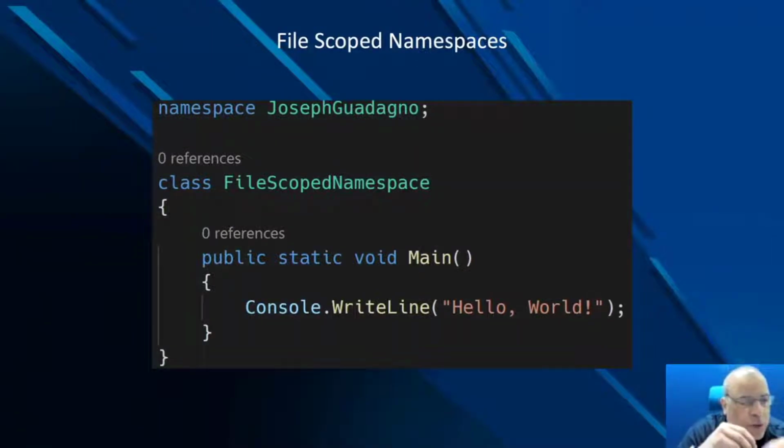If you like this approach, I also suggested a new feature in the C# language features to have classes defined at the file level too. So you can do namespace Joe Guadagno dot file scope, and then public static main separately. And it'll just assume everything's in that file scope namespace.